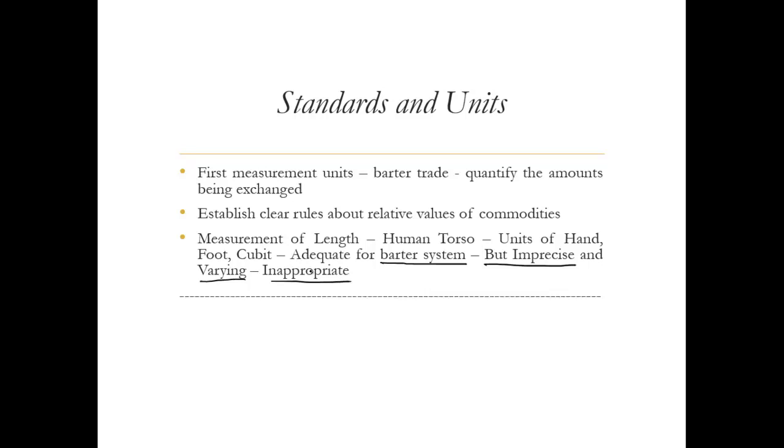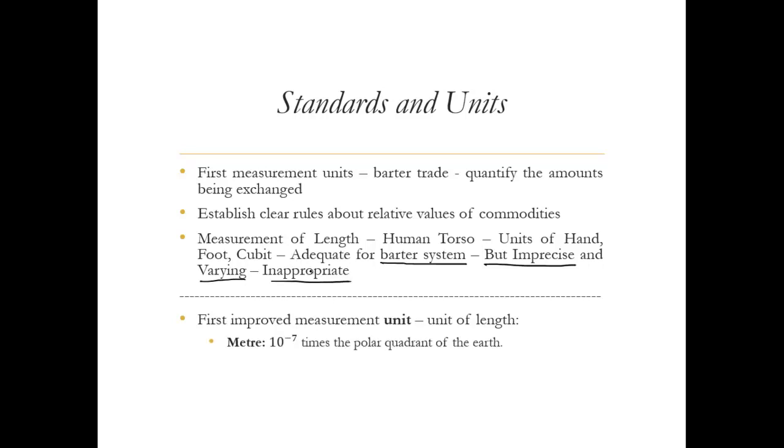Now, the first improvement made in these standards and units was the definition of the unit of length. In literature this is called the first improved measurement unit, and it was defined as the meter, equal to 10 raised to the power -7 times the polar quadrant of the Earth. That is, from the equator to the North Pole along the great circle.